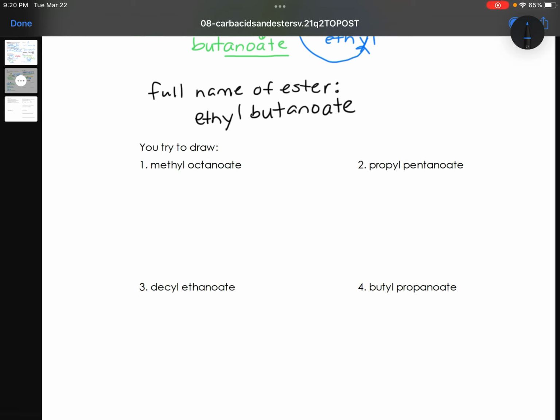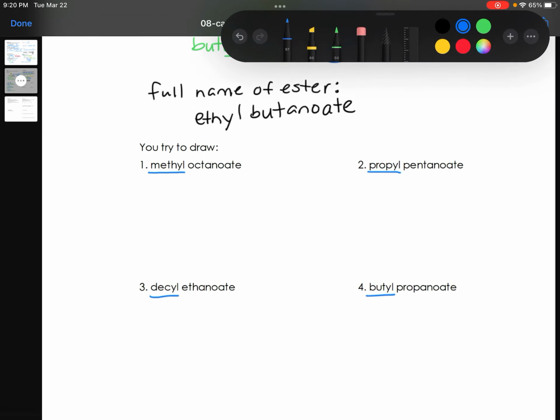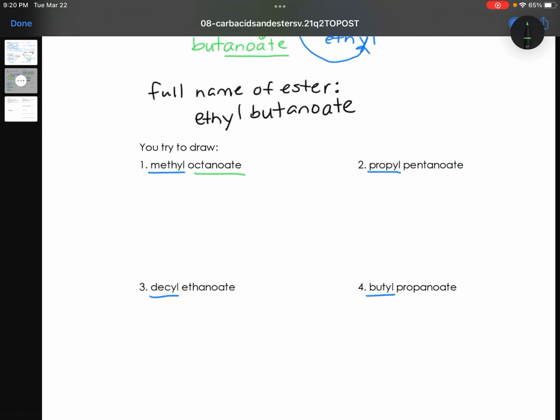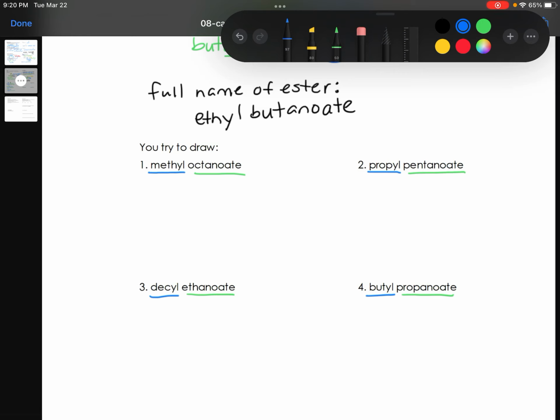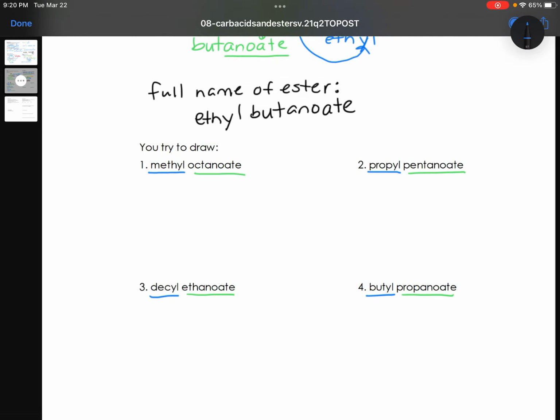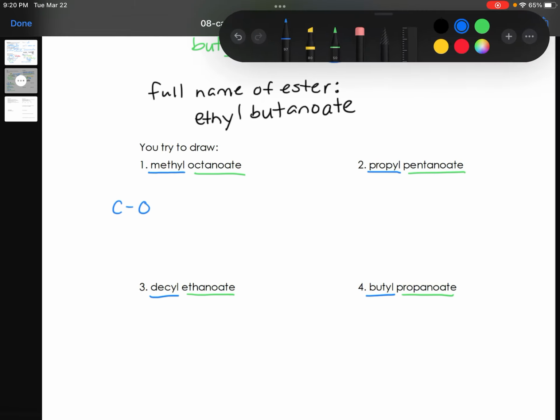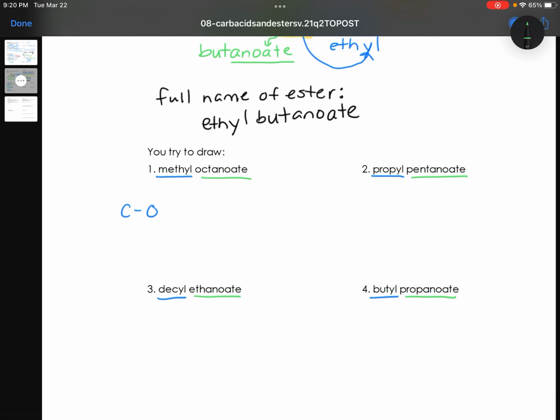Okay, so again, I'm going to use the same color system here. So all of the YL parts, I'm going to use blue for, and all of the green parts, I'll use for the anoate. And when you do this, because in the name you write the YL part first, lots of people choose to start with that one. But again, you can do it right to left or left to right. That doesn't matter. Octanoate.